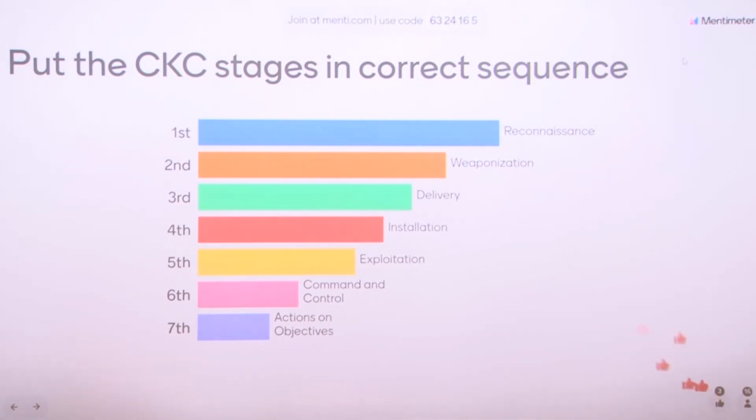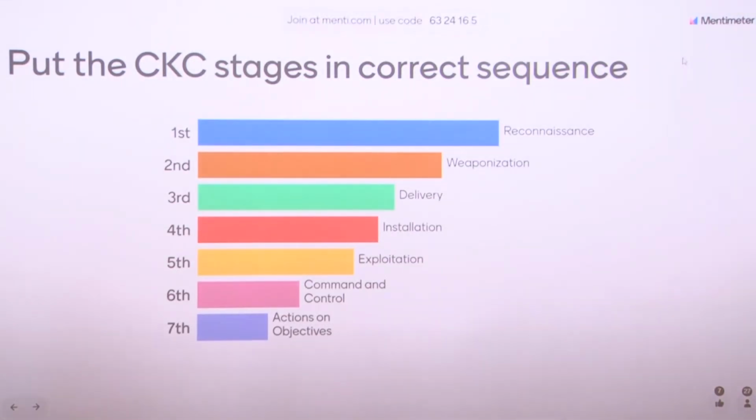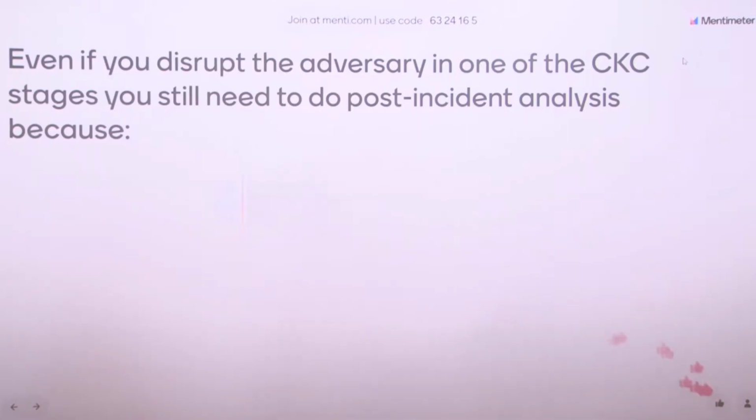It's almost correct. Where is it not exactly correct? See, you have to do exploitation of a weakness in the system before you can do installation, right? So your exploitation and installation order for the majority is in the opposite order, but otherwise you got the other ones right, but this one is in the reverse order. Okay, so now go to the next one.